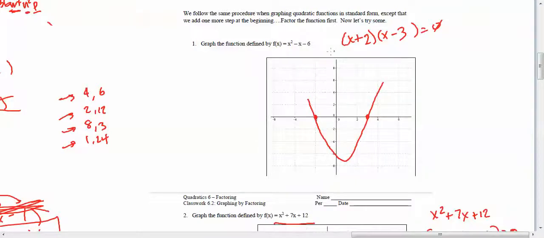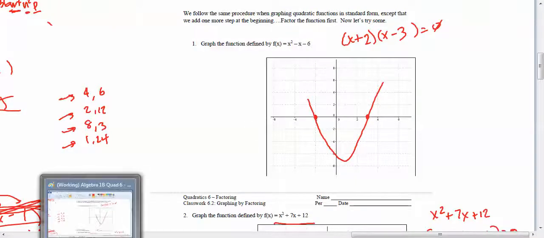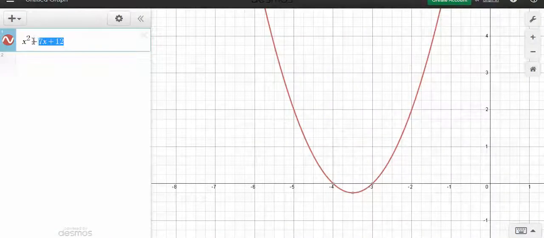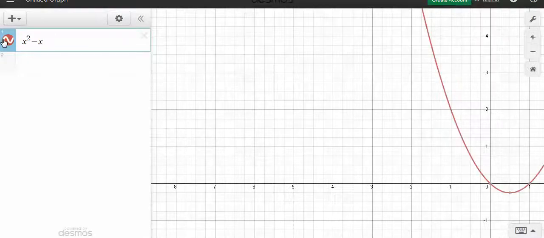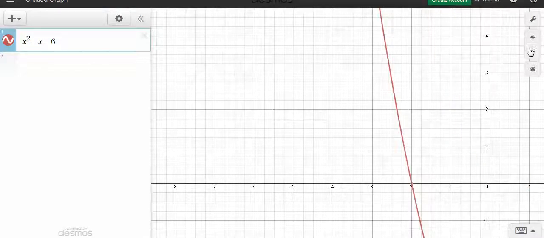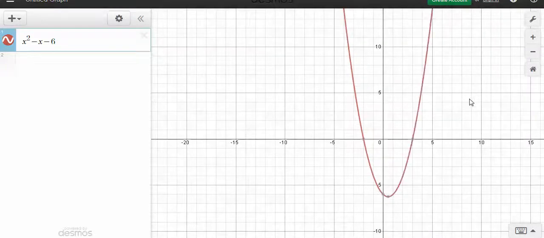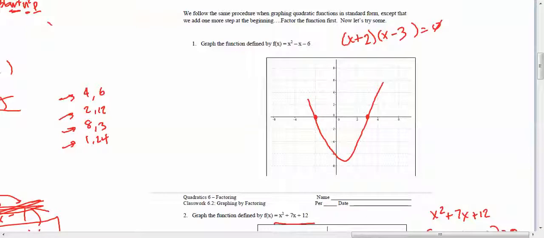Let me graph this, x squared minus x minus 6. I'll prove to you that I'm right, without using a graphing calculator. Zoom out. That's exactly the graph that I showed you. And where does it cross? It crosses at negative 2 and positive 3. That's what I told you it was going to be. Negative 2, positive 3. See? Negative 2, positive 3.